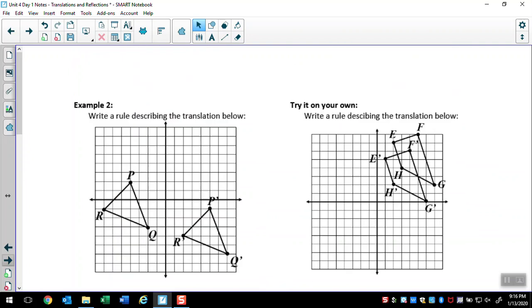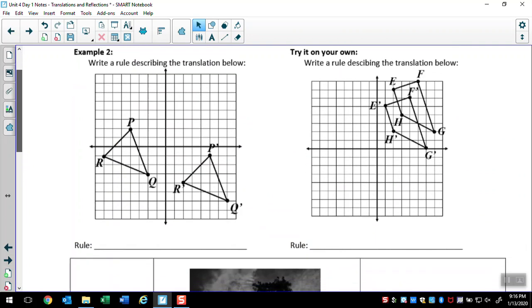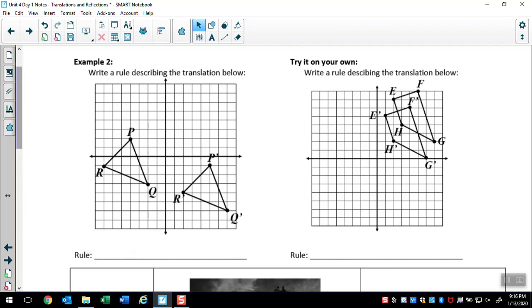So we'll go to the next page. This time, we are being asked to write a rule describing the translation below. Well, if we think back to the previous page, them telling us how to move it was the rule. So that's what we need to come up with here. So first we need to determine which one was the pre-image and which one is the image. Well, these three here have the little prime symbol. So that means this is the final one. It means we start with this one here. So I need to figure out how did I get from one to the other.